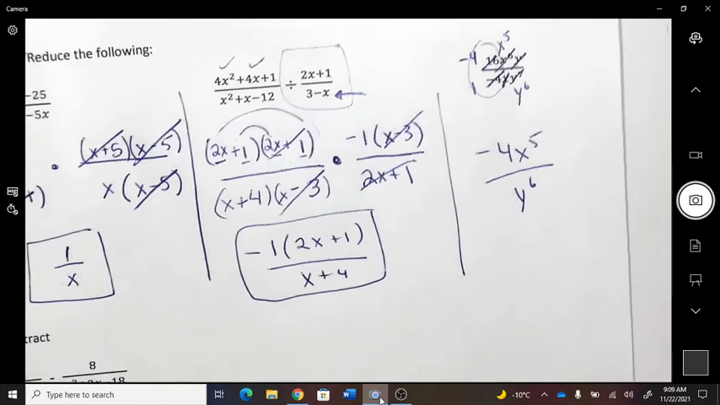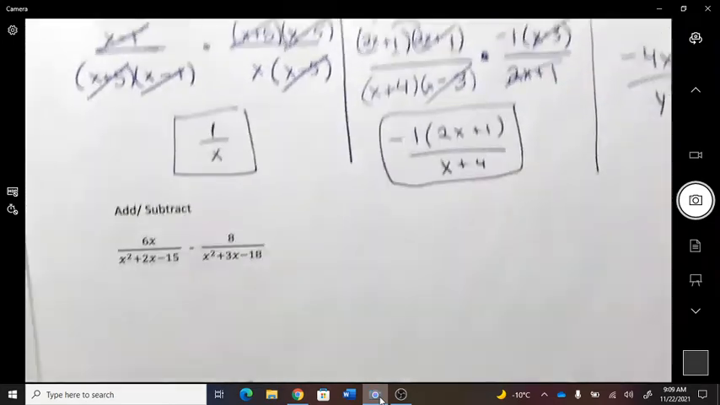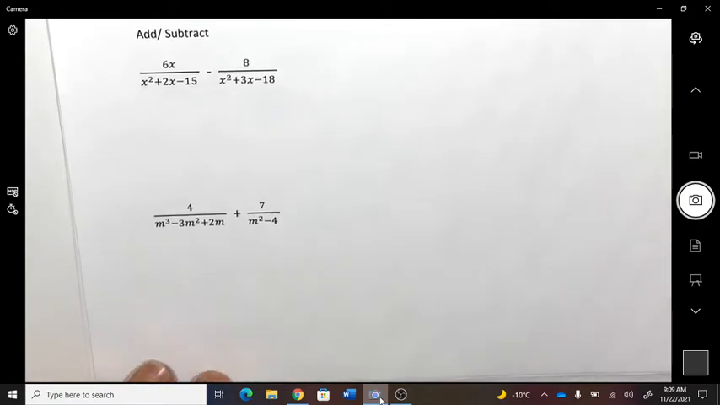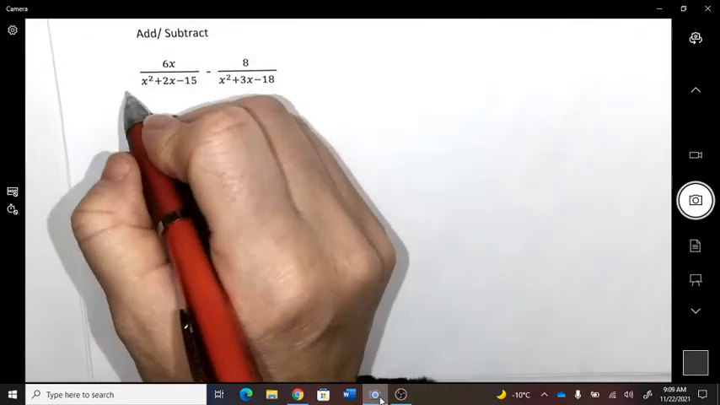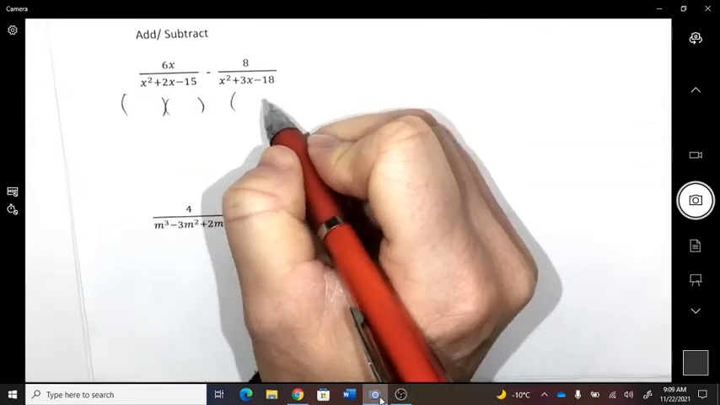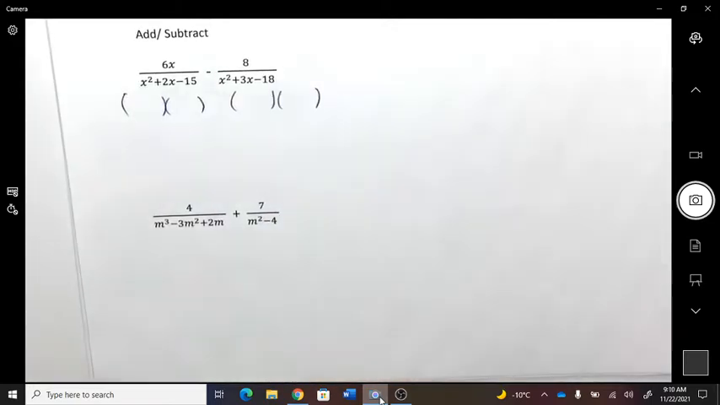Okay, adding, subtracting. So I'm going to factor everything. So can you give me some factors? They're all simple trinomials there. So factor that out yourself.